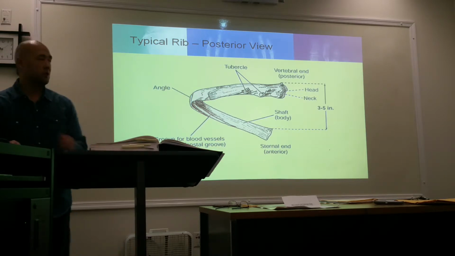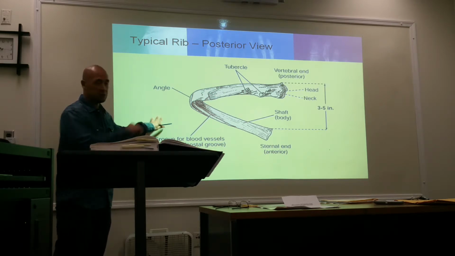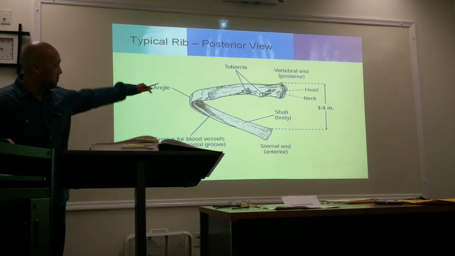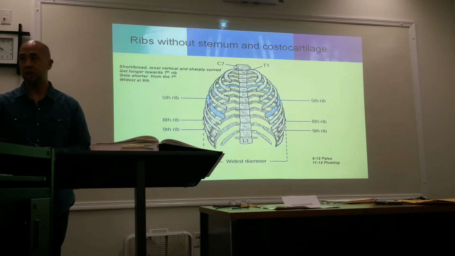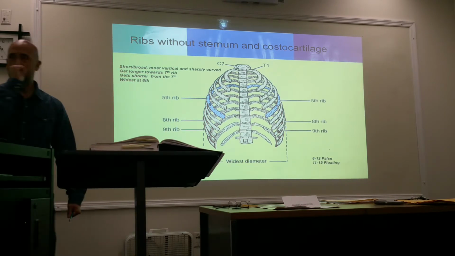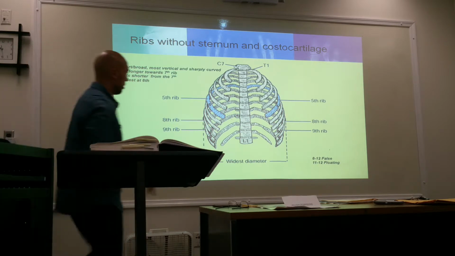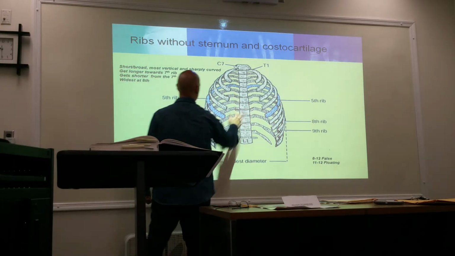Okay, so just keep this in mind as we're talking about the bony thorax anatomy in reference to an x-ray. So just remember this type of orientation. This is a picture here with ribs without the sternum and the costal cartilage. So they took the cartilage out of the middle here in the anterior part.